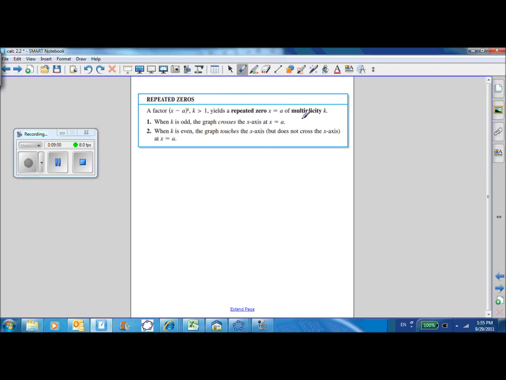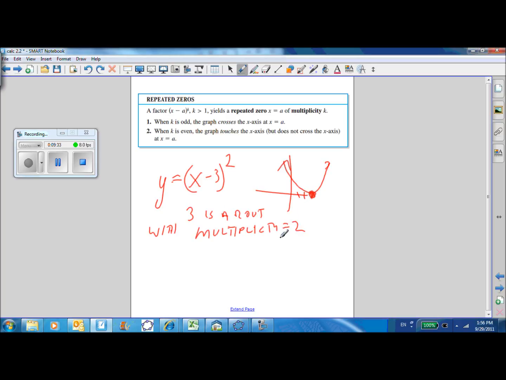Now, just a little terminology here. Multiplicity means when you come up with a root more than once. So that's this case. That's an example of k being even. This is multiplicity 2. So 3 is a root with multiplicity 2. We've referred to that in the past as a double root. And notice how you bounce off at a double root.